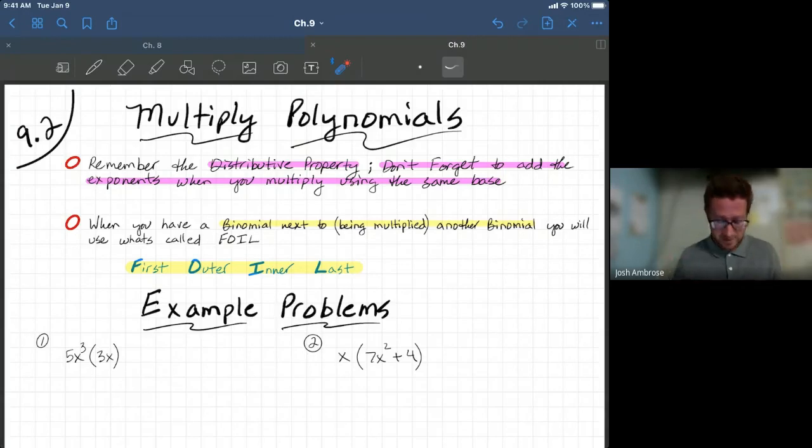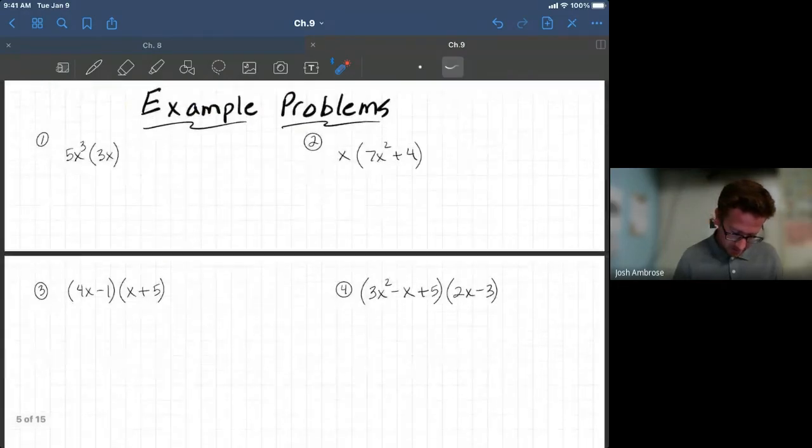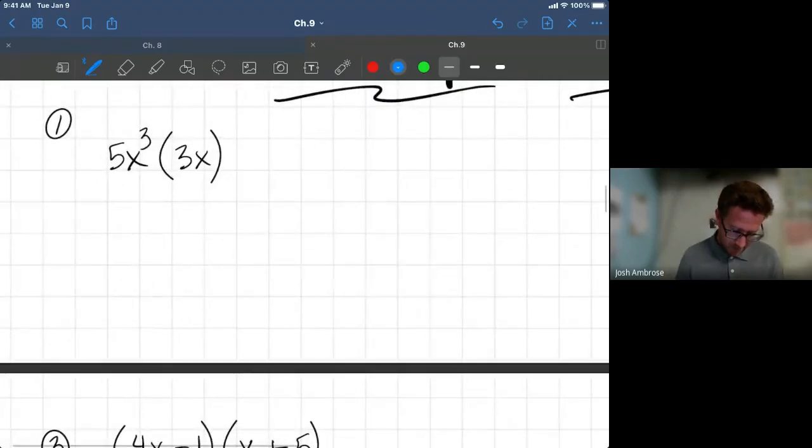So let's get into it. Let's see some example problems. Let's walk through this together. Just 4 example problems, and that's all we need. All right, here we go.